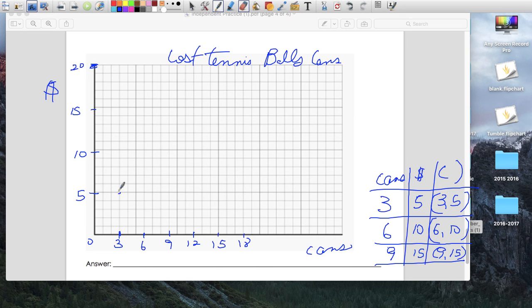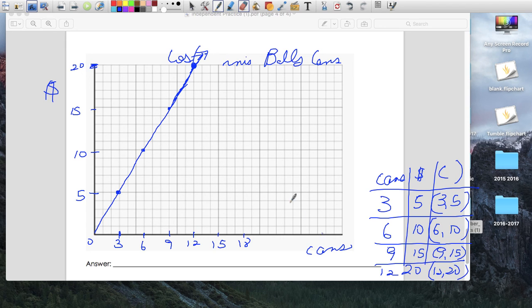So three cans cost me $5. Here's my point. Six cans cost me $10. Nine cans cost me 15 right here. And if I could hopefully do a straight line, and again, extend that line all the way out. Put an arrow. So at 12 cans, which is what I think the question was asking, how much would it cost me? Well, I can just follow. Sorry, mine should actually have been over here. Okay, so ignore that. Much better. And here is what happens when it reaches 12 cans, the price would be $20.